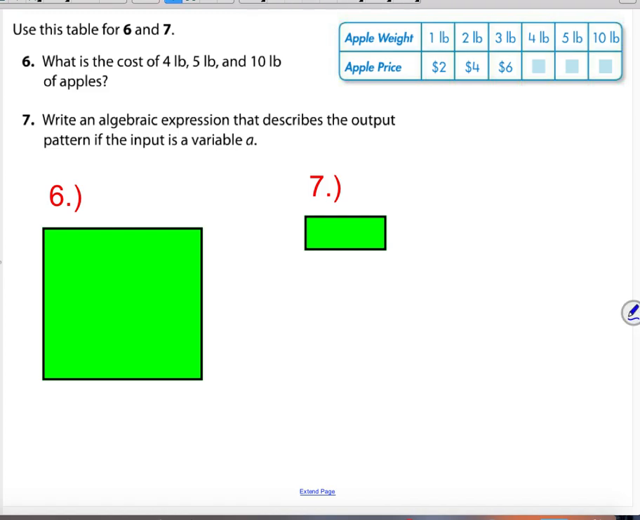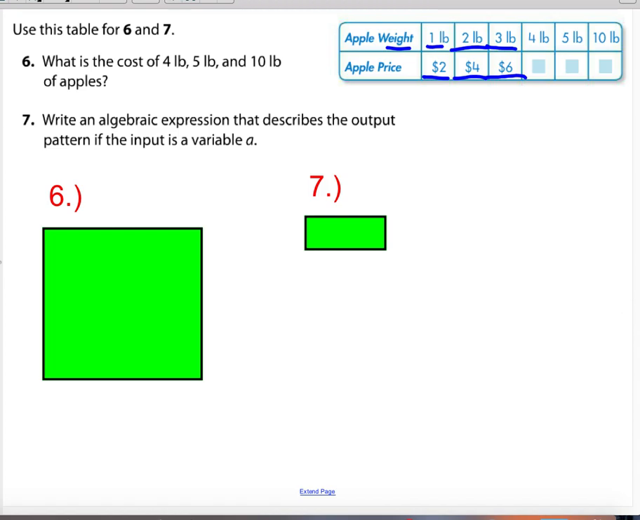Well, in this case, we can see that if we have the apple weight of 1 pound, 1 pound costs $2. So that's kind of like a unit rate. Unit rate is $2 per pound. So then we say, well, if you get 2 pounds, it's going to cost $4. If you get 3 pounds, it's going to cost $6. So obviously, in this situation, we have a pattern where you're multiplying by 2, okay?